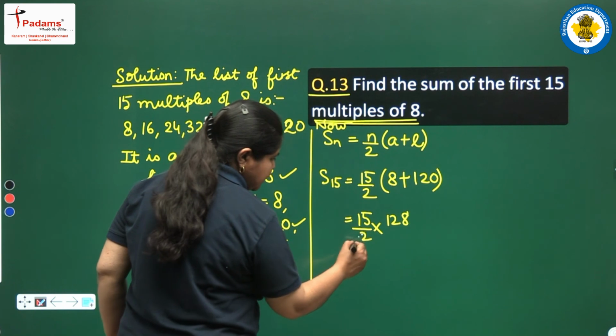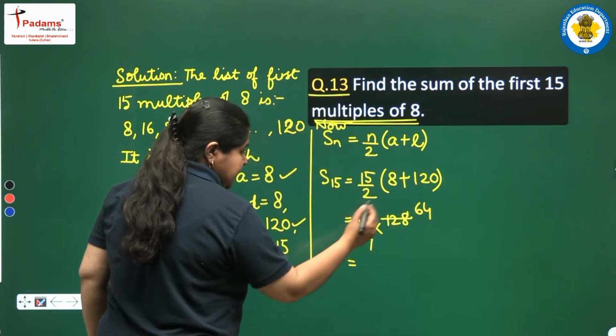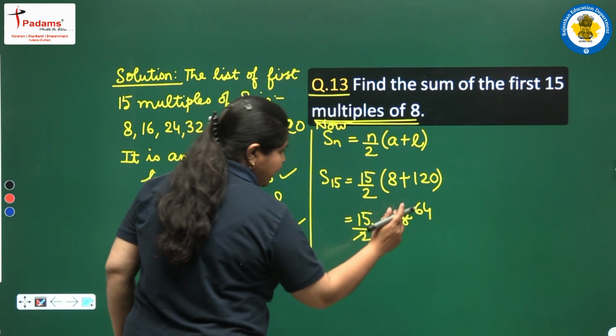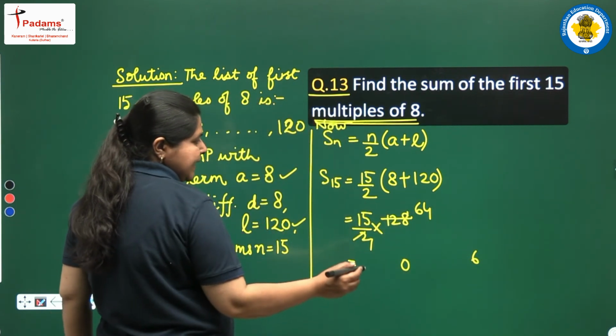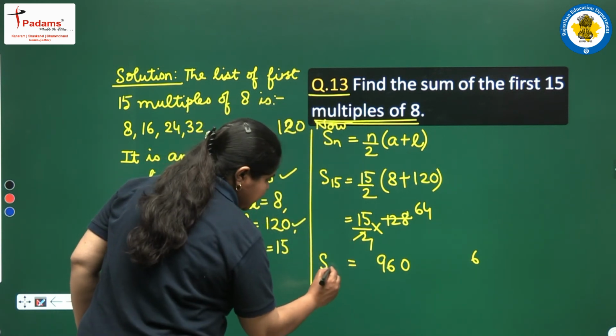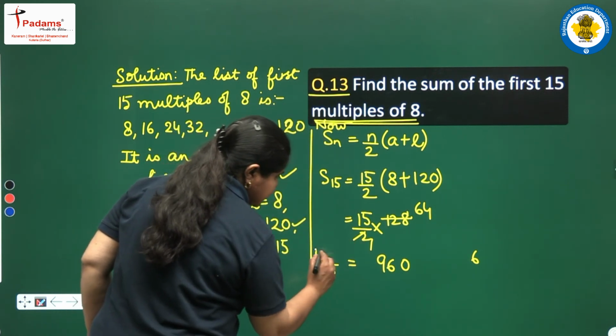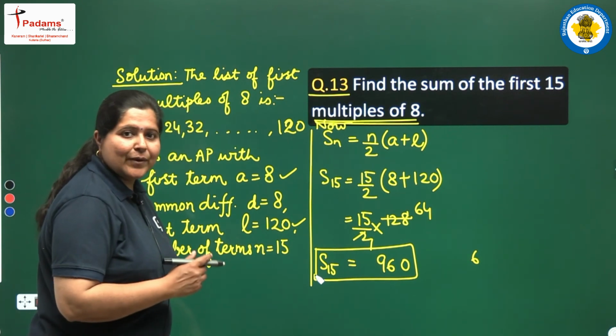We can divide by 2 one time here, 64. 15 into 64. 15 4s are 60, 6 carry. 15 6s are 90 and 6, it will be 960. So the sum of first 15 terms is 960. I hope the question is clear.